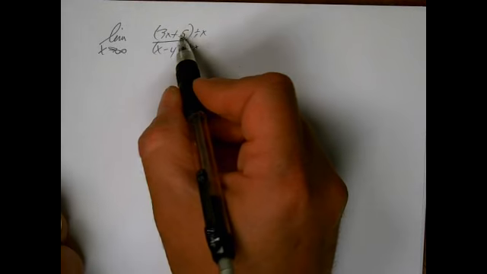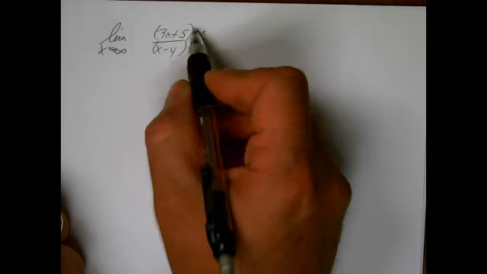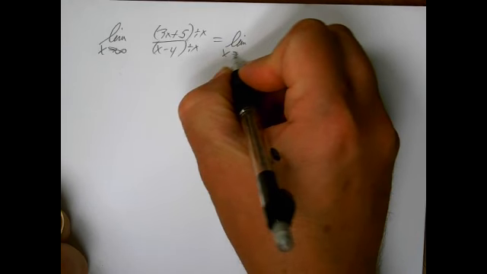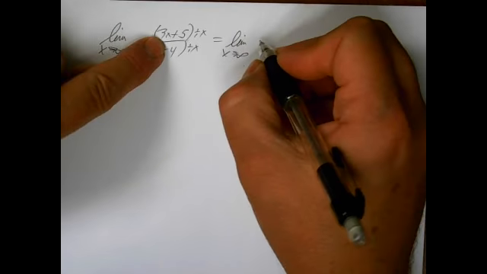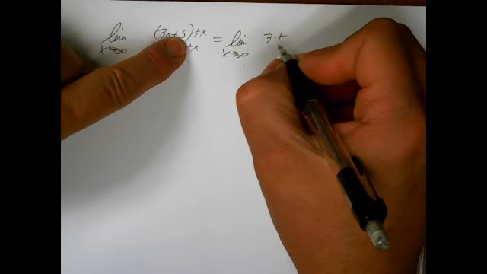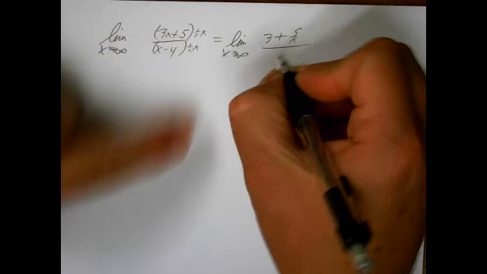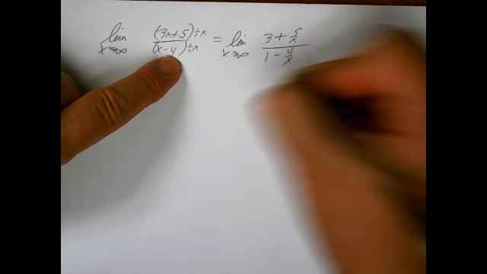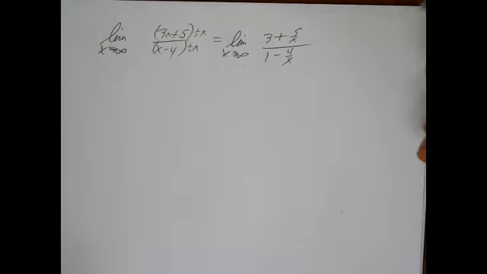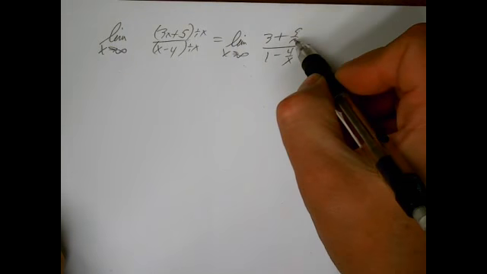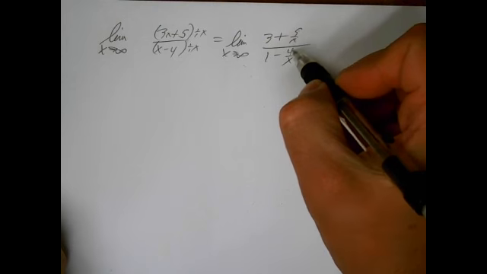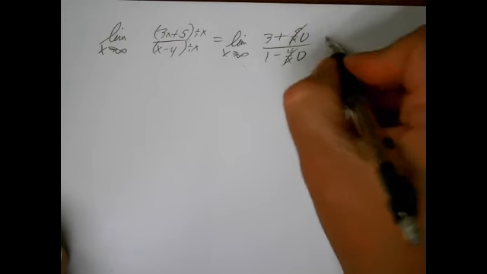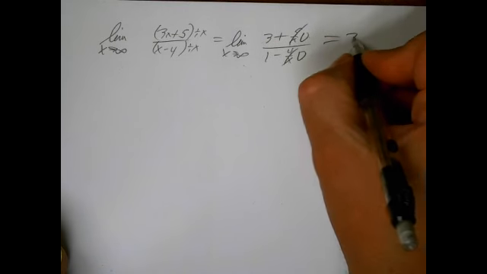So 3x plus 5 over x minus 4, dividing top and bottom by x. This is the limit as x approaches infinity. 3x over x is a 3. 5 over x is 5 over x. x over x is a 1. And there's a 4 over x. Now I use the theorem. Theorem says basically a constant over a power of x is a 0. Constant over power of x is a 0. 3 plus 0 is 3. 3 over 1 is 3.